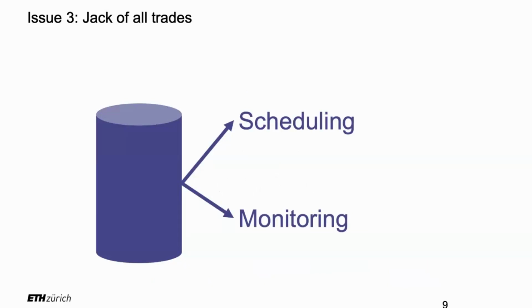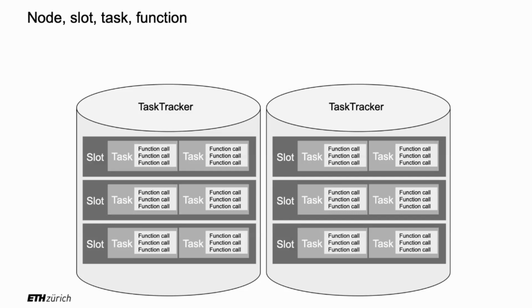Another one is that, as we say, jack of all trades, master of none, right? It does too many things, so it cannot do any of them perfectly. In particular, scheduling and monitoring are completely different tasks, but it's doing the two at the same time. It would be nice if we could separate them.